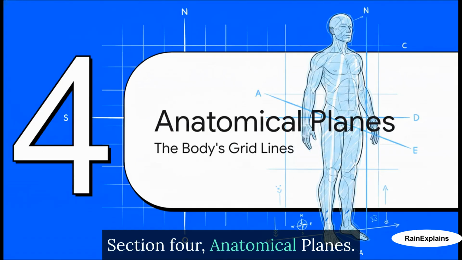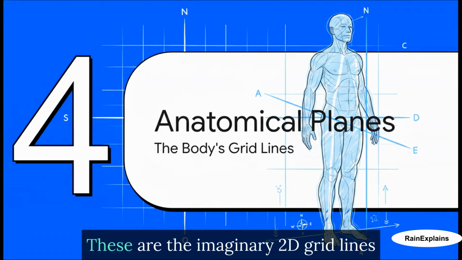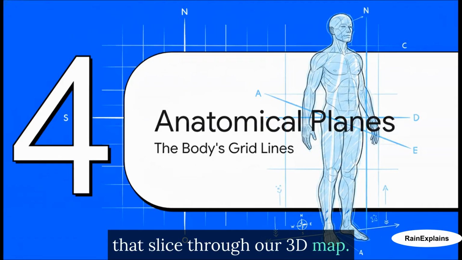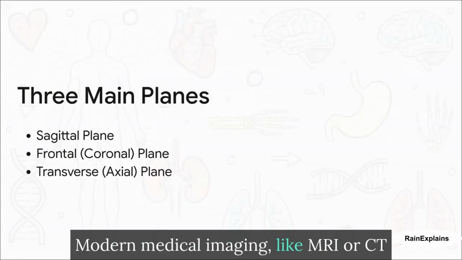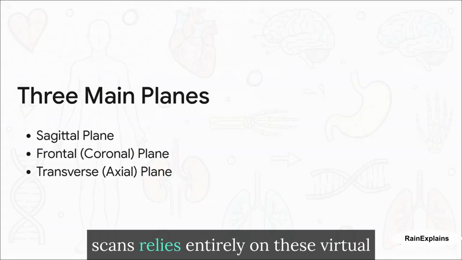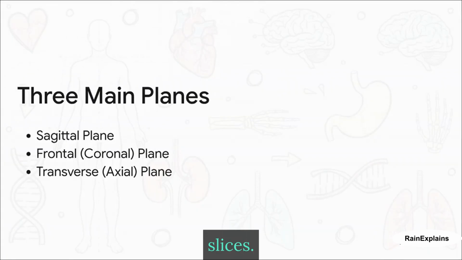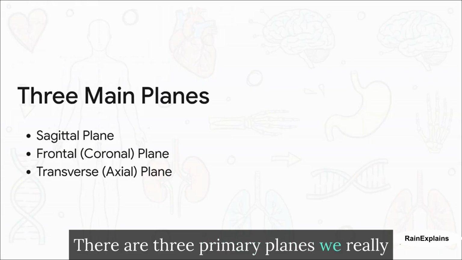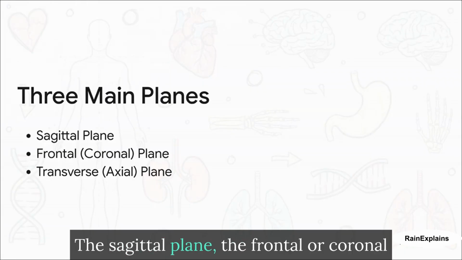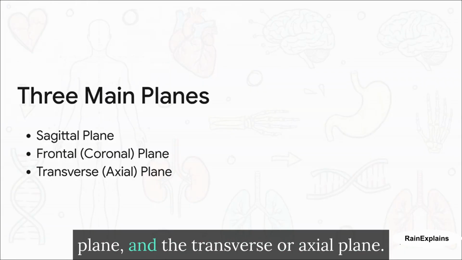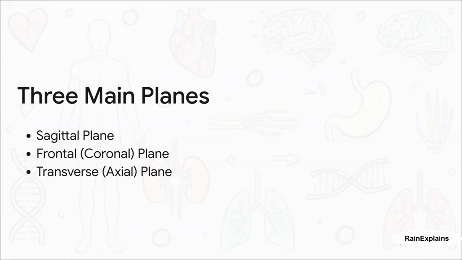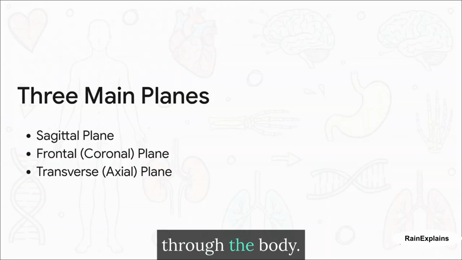Section 4. Anatomical planes. These are the imaginary 2D grid lines that slice through our 3D map. Modern medical imaging, like MRI or CT scans, relies entirely on these virtual slices. There are 3 primary planes we really need to know: the sagittal plane, the frontal or coronal plane, and the transverse or axial plane. Let's break down how each one cuts through the body.